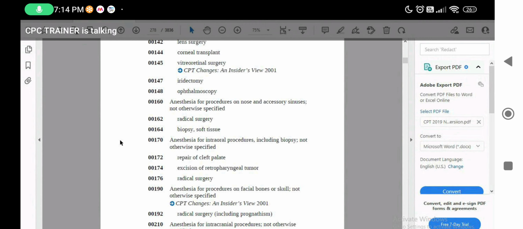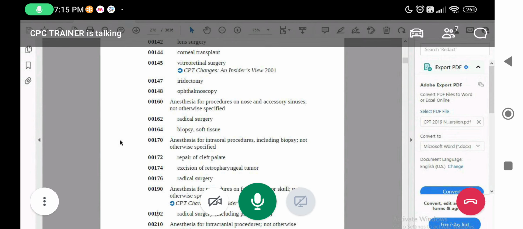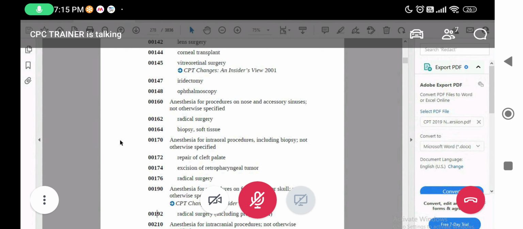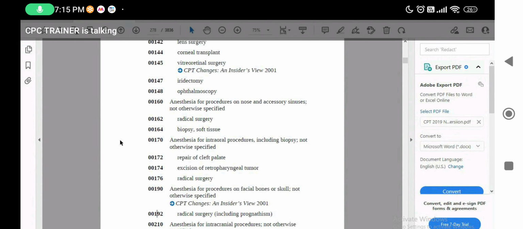Okay. So guys, always remember, whenever you have to read any CPT code, first you have to read the primary code, along with the secondary code. For example, if you go to any interview, they give the book and ask how to read 00162. So 00162 is radical surgery, but you don't read it directly as just radical surgery. Like that you don't do.